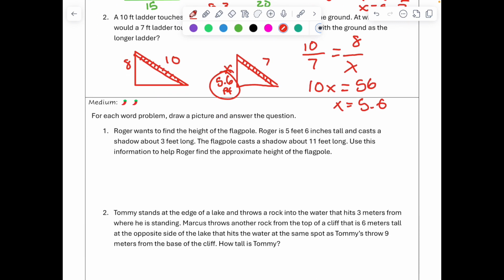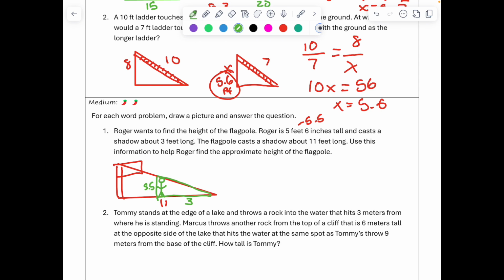All right, moving on to medium. Roger wants to find the height of a flagpole. So here's our flagpole here. Roger's 5 feet and 6 inches, so that's like 5.5 feet, and casts a shadow that's about 3 feet long. The flagpole casts a shadow about 11 feet long. So let's do the flagpole here, 11 feet along the ground. But then Roger, who might be over here, he's 5.5 feet tall, and he casts a 3-foot shadow.